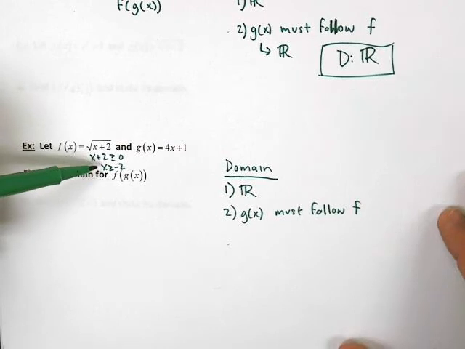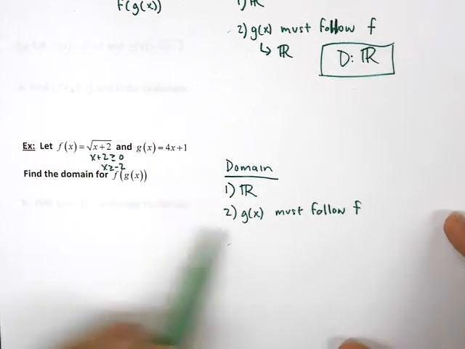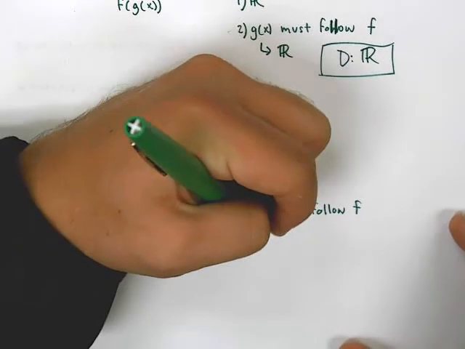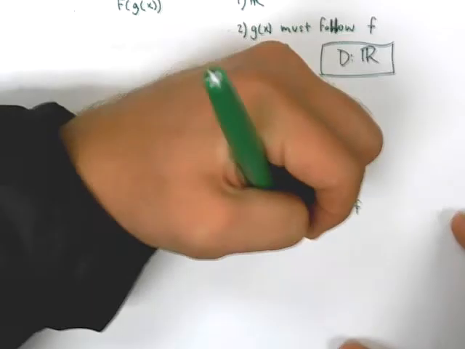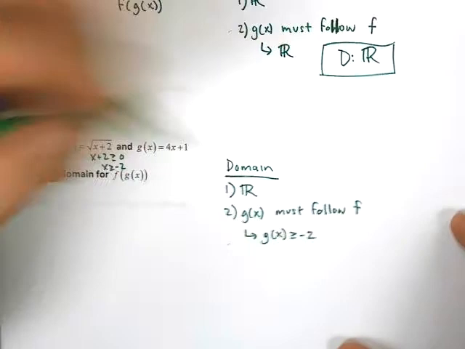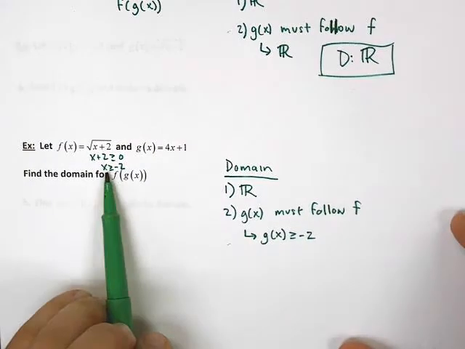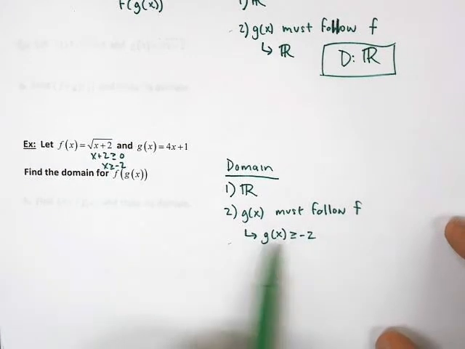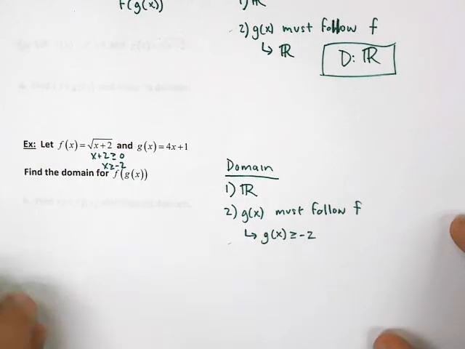Well, that means that for my g of x function, I am basically saying my g of x is now like my x. G of x must be greater than or equal to negative 2. Do you see how I did that? I got the domain, and then I just said, now g of x has to follow that restriction of greater than or equal to negative 2.